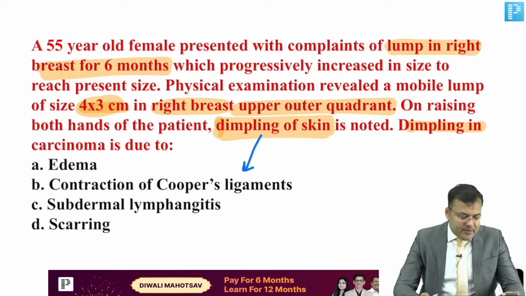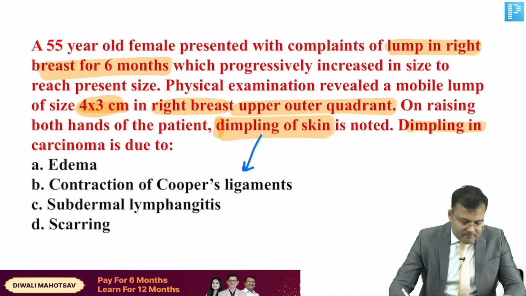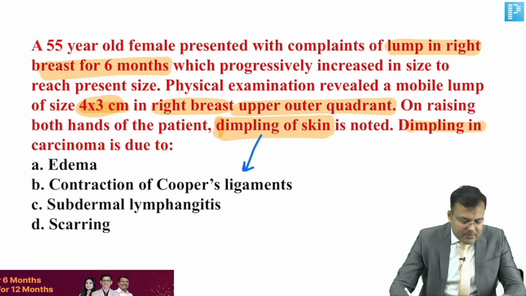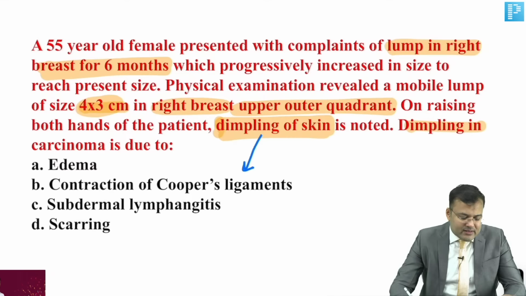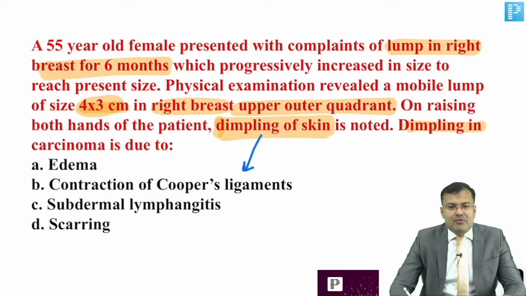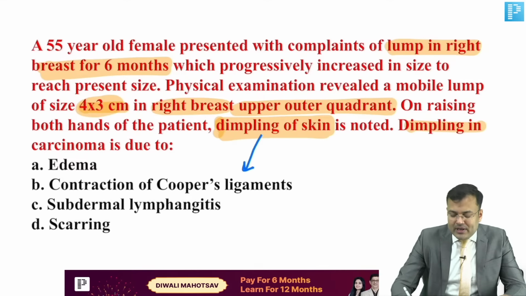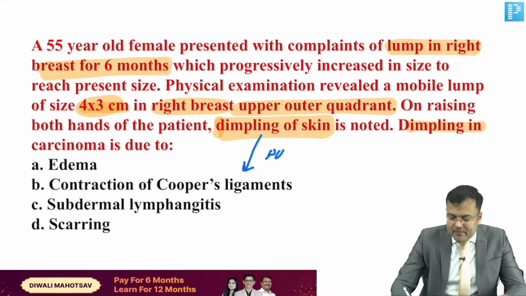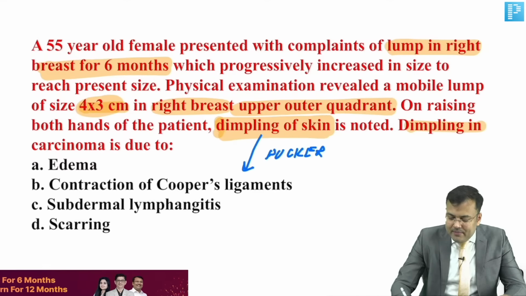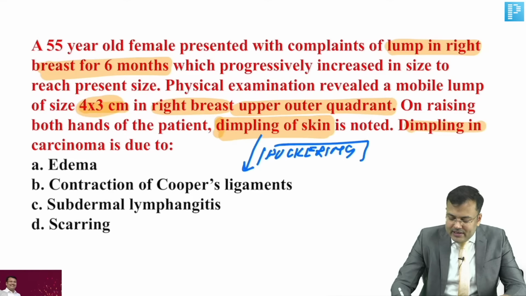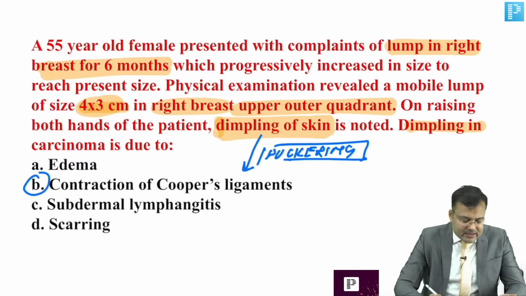Not only dimpling, yes, here Dimple Kapoor, very good. Somebody is saying that sir, the mnemonic is Dimple Kapadia, Dimple Kapoor, very good. Cooper's ligament. So, what happens? There is involvement of Cooper's ligament in dimpling and puckering. So, here what is the correct answer, guys? Correct answer is option B.